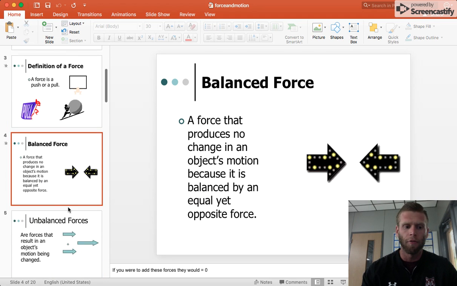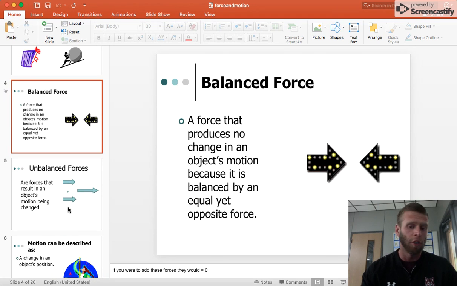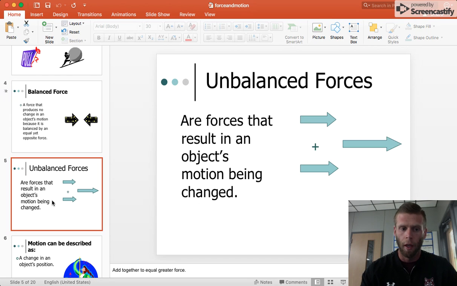A balanced force is a force that produces no change because it's balanced by equal yet opposite forces. So unbalanced forces are forces that result in the object's motion being changed. If it's unbalanced, you're going to have more force going in one direction than the other, causing an acceleration or deceleration.